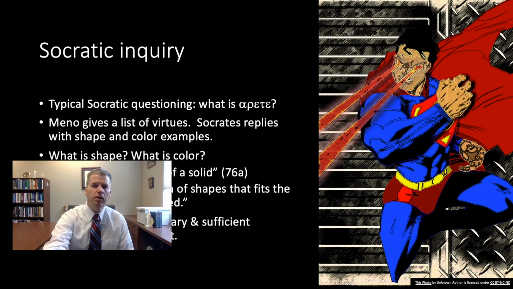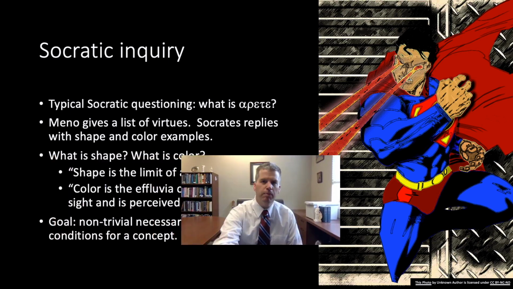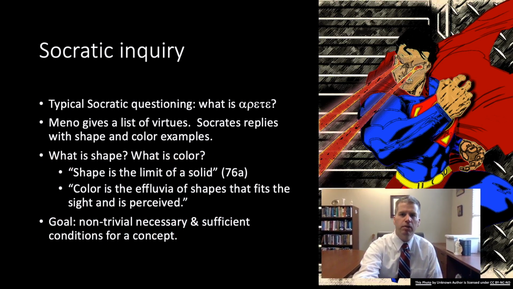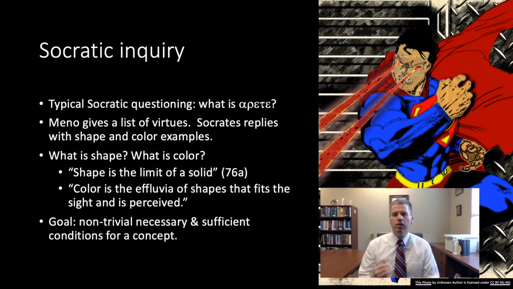So the Socratic inquiry in the Meno begins in the way that we've seen. So the Meno begins very much like we've seen Socrates doing before. Socrates is questioning Meno about what is the nature of arete. And Meno gives several answers.